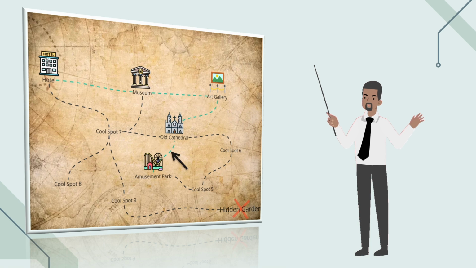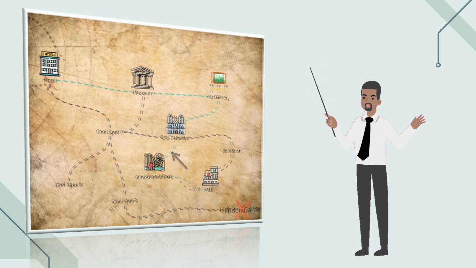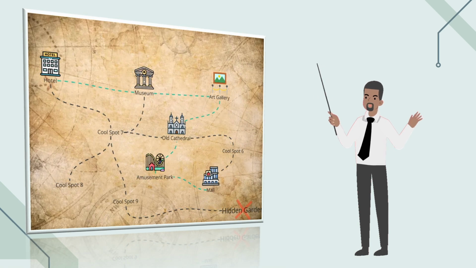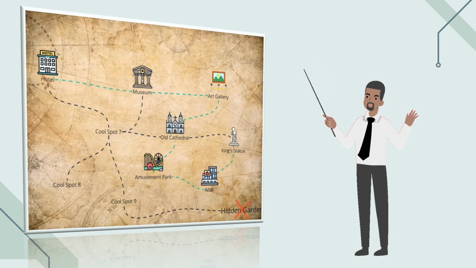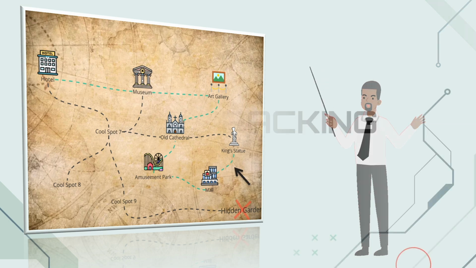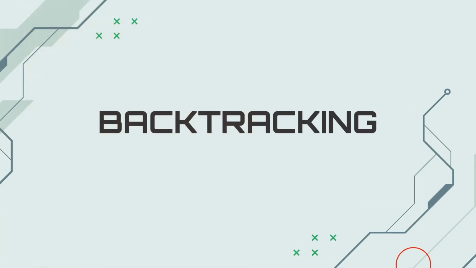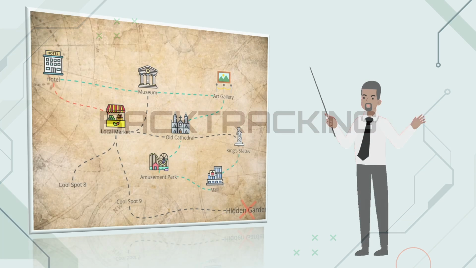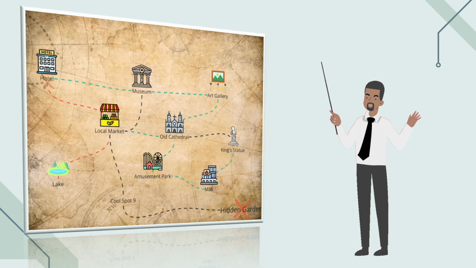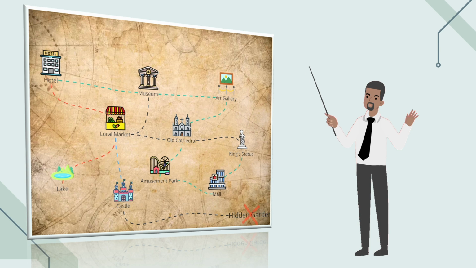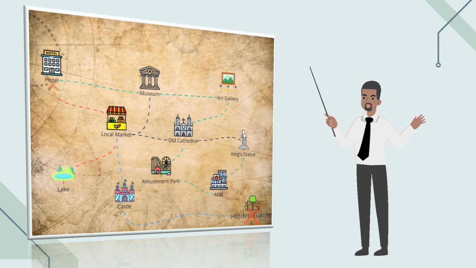DFS will make you follow this route, taking you deeper and deeper into the city, checking one tourist spot after another along this path until you reach a dead end. In this case, it's the king's statue. You still haven't found the secret garden, so you'll drive all the way back to the hotel. This is referred to as backtracking in algorithms. Once back at the hotel, DFS will make you choose a different road, perhaps one leading to the local market, and again, go as far down that path as possible before trying another, repeating until you get to the hidden garden. As you can see, this method is quite tedious and could take a while if the hidden garden is on a completely different route.